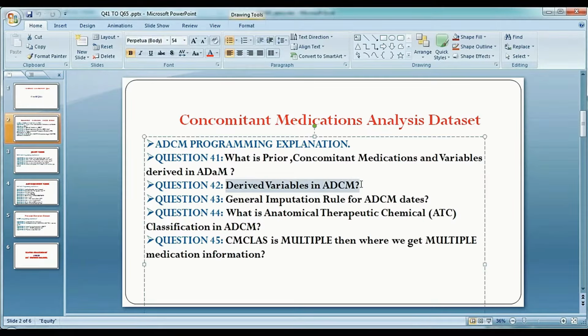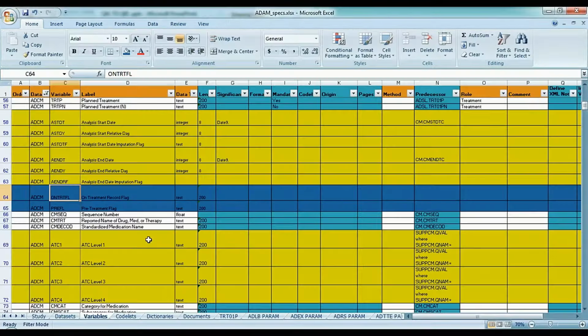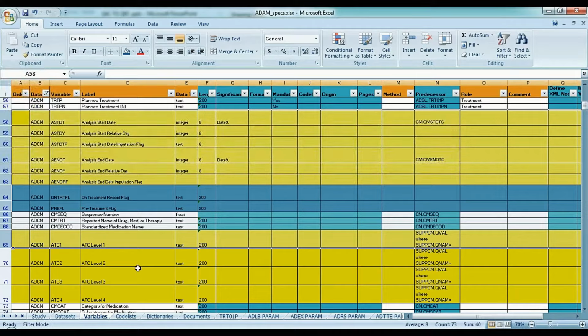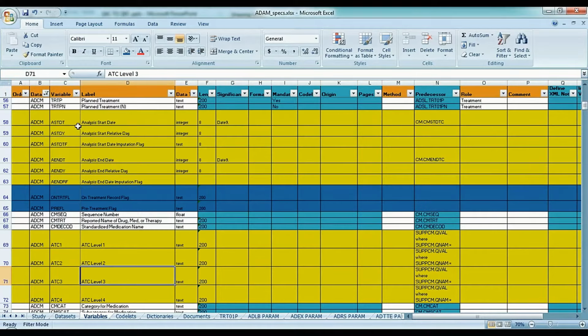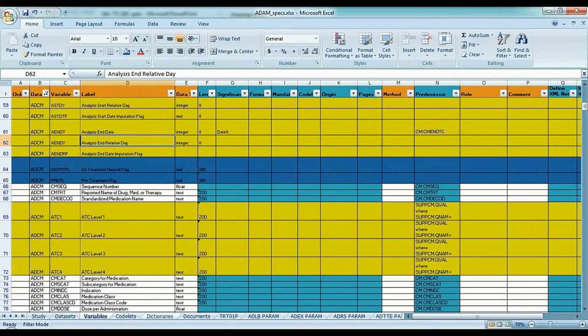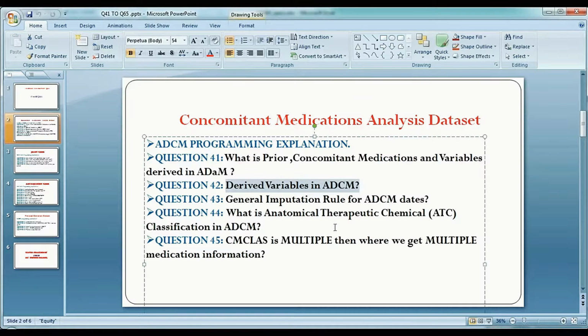So what are the derived variables? I'll show you. You can see the yellow colored ones, along with the SDTM variables and ADSL variables. The yellow colored ones are what we are going to derive in the ADCM: ASTDT, ASTDY, ASTDTF, analysis end date, analysis end relative day, analysis end date imputation flag, and ATC related flags. Okay, so what is the ATC?